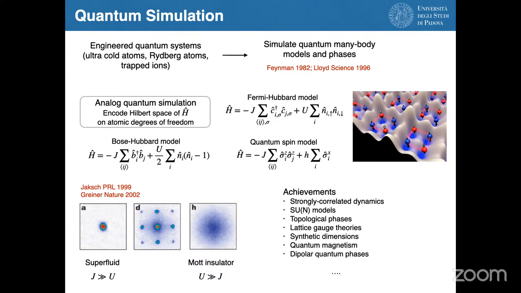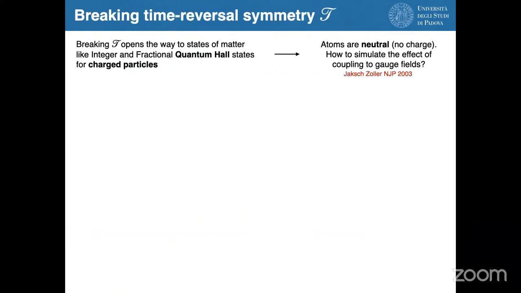In the toolbox for quantum simulation, something that is actually fundamental is to be able to control time reversal, because several phenomena in physics depend on the presence or absence of time reversal symmetry. And of course, the main example is given by quantum Hall effects, which typically occur for charged particles. So in the idea of doing quantum simulation of charged particles, but using neutral systems like atoms, a lot of strategies over the years have been developed and put forward.